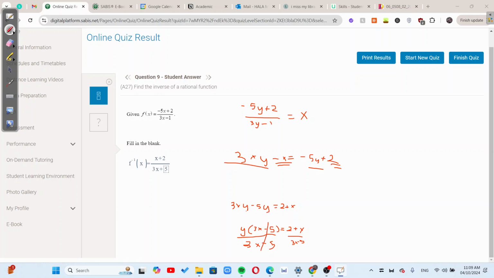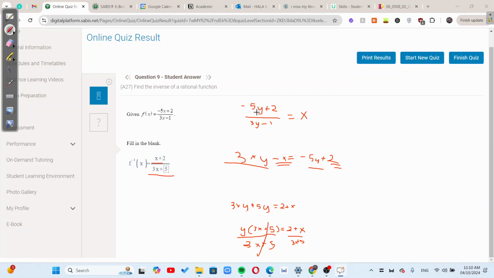So now that you have this and this cancelled, you're left with 2 plus x. My x's look like y's. Oh my gosh. 2 plus x, which is the same as x plus 2, over 3x. Wait, I wrote something wrong. Minus x. Oh yeah, sorry guys. It's here. It's plus x plus 5. So this is plus, and this is plus. I just copied it wrong. So 3x plus 5. See? It's the same.